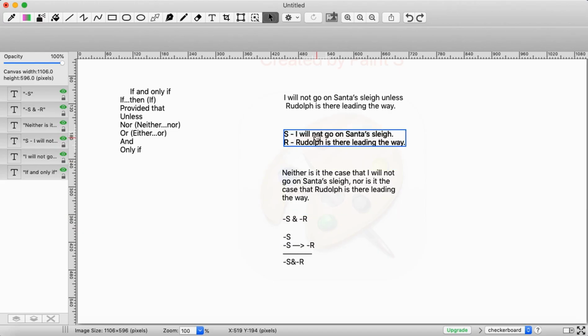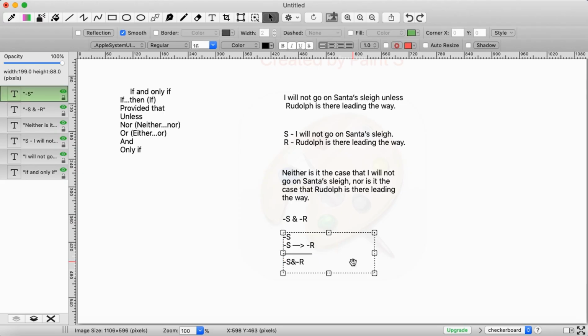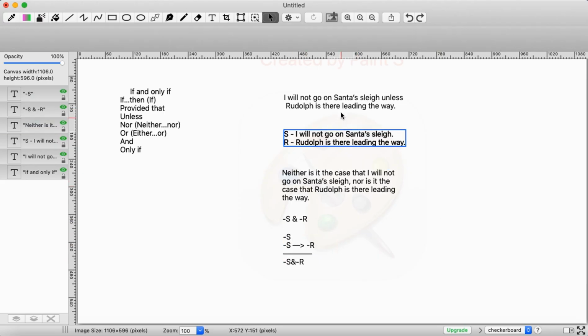So I just did the opposite of this and then the opposite of this. For this example, I'm saying negative S is true, so that means I am going on Santa's sleigh. And since negative S is true, negative R is true, and therefore negative S and negative R are true. All right, this is what you need for NOR. Both of these have to be false.